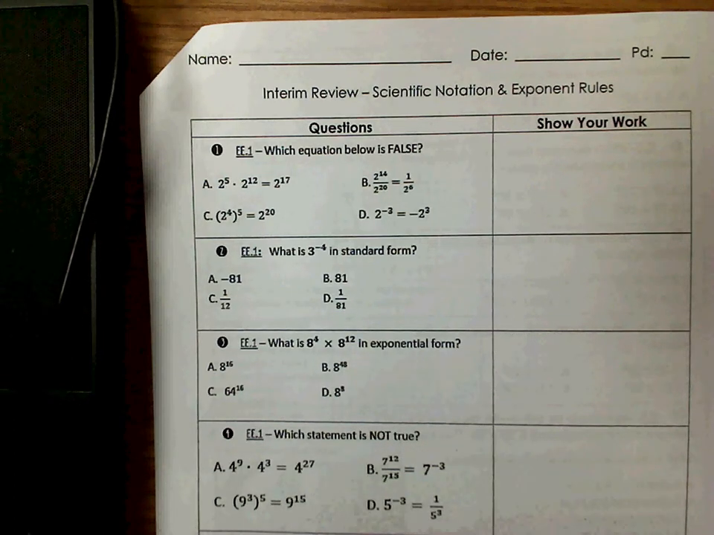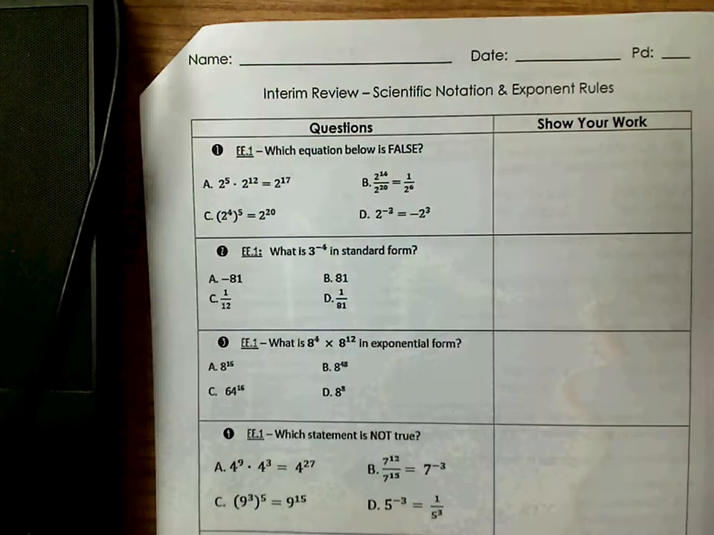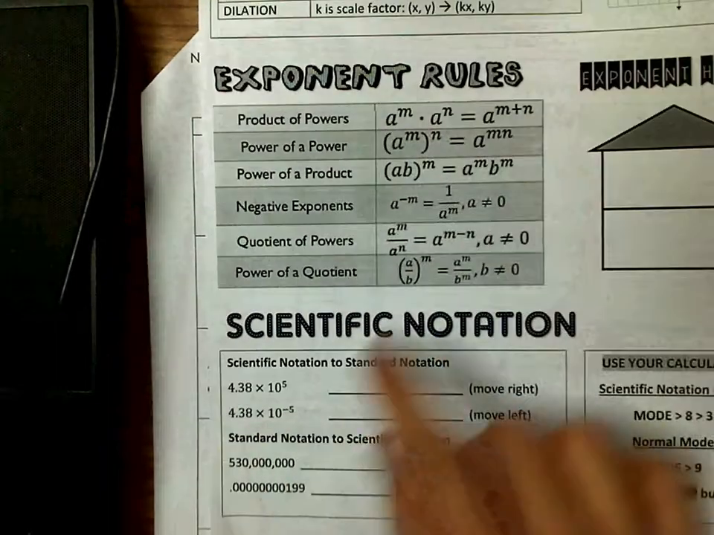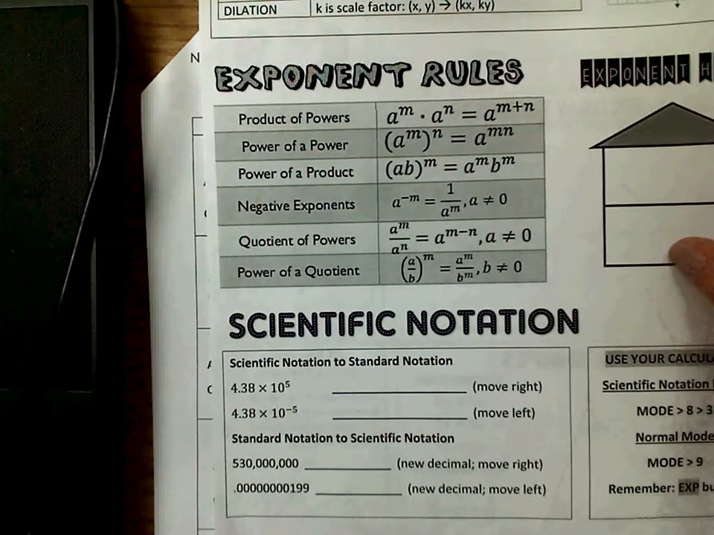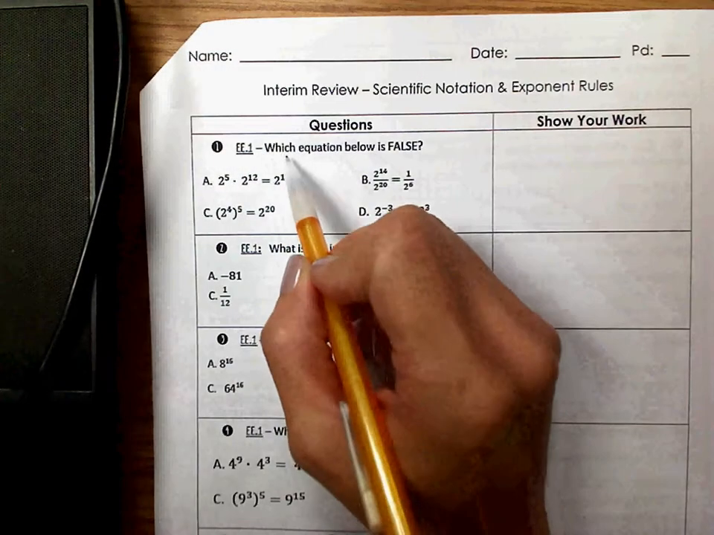Okay, now I'm going to go over the interim review, the scientific notation and exponent rules part. So like I said, if it helps you, look on the back of your brain dump sheet and just look at this second half here. And also I'll always refer back to your notes, okay? All right, now let's be careful about this first question.